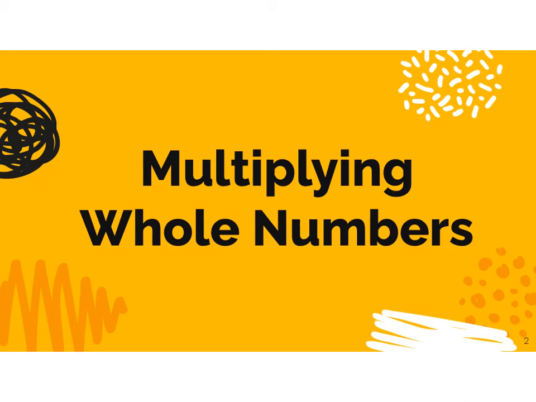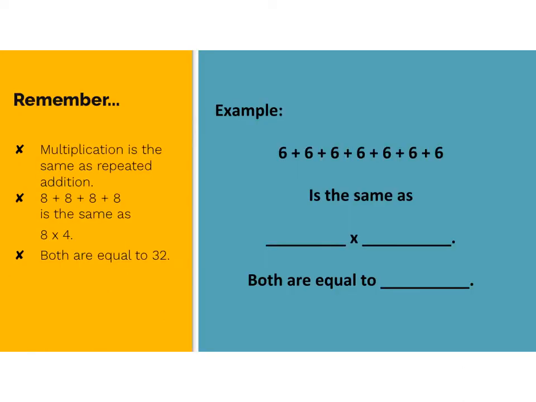Today we are reviewing how to multiply whole numbers. Remember that multiplication is the same thing as repeated addition. So if we had 8 plus 8 plus 8 plus 8, this is the same as 8 times 4 because we are adding 8 4 times. And both are equal to 32.